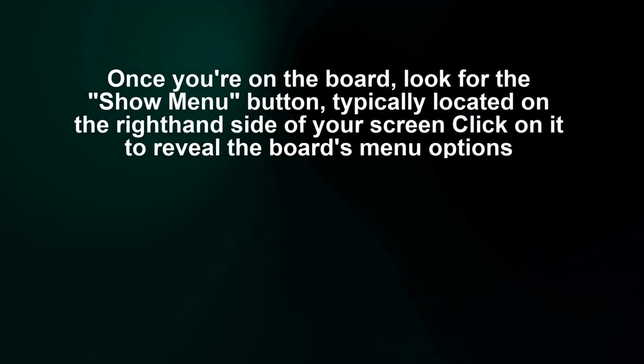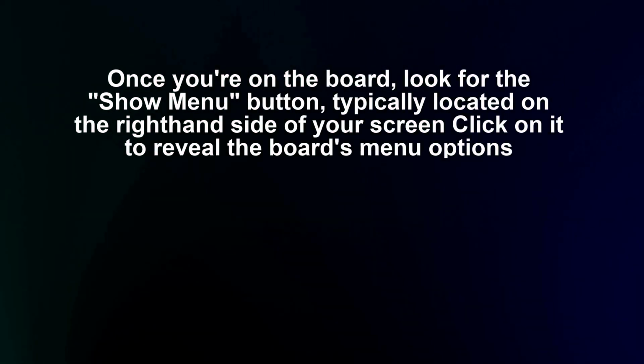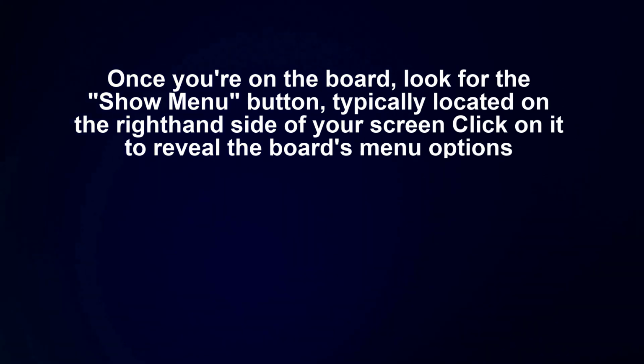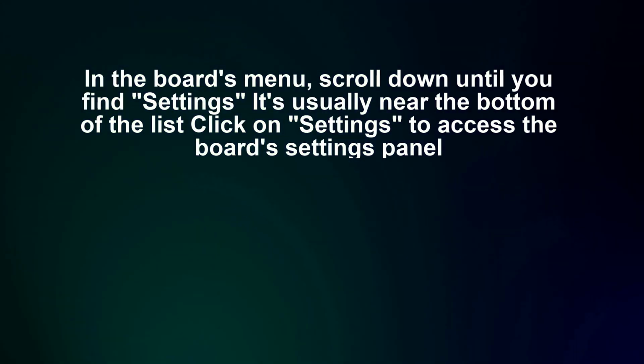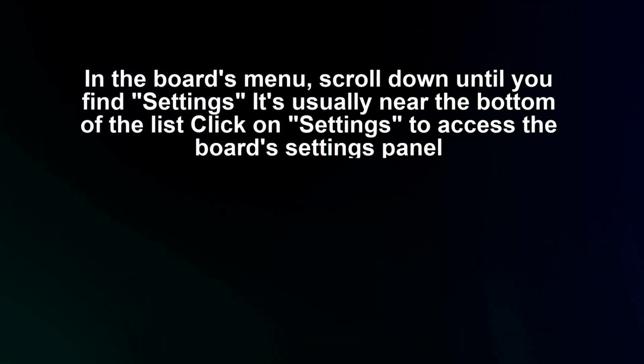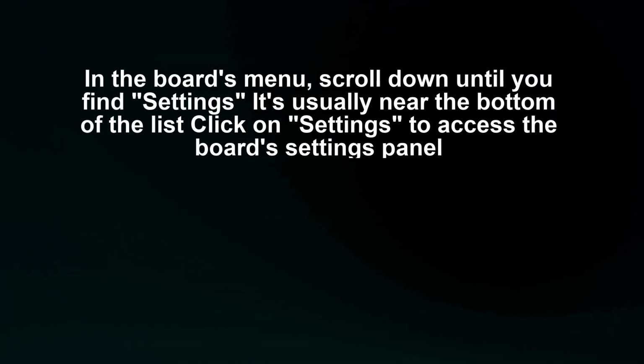Once you're on the board, look for the Show Menu button, typically located on the right-hand side of your screen. Click on it to reveal the board's menu options. In the board's menu, scroll down until you find Settings. It's usually near the bottom of the list. Click on Settings to access the board's settings panel.